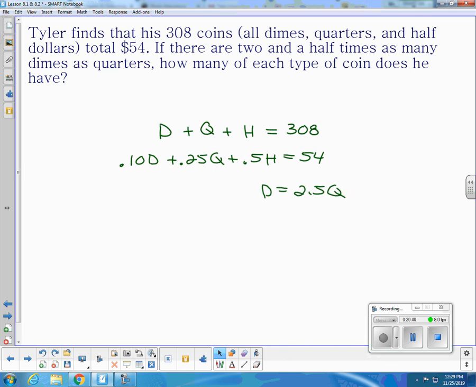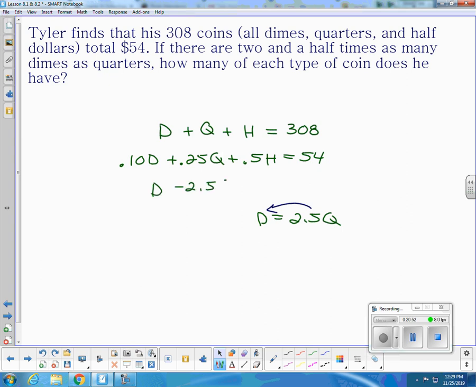Let's rewrite this last guy so that he's lined up. So I'm going to take this guy and move him over. So we're going to have D minus 2.5Q equals 0. And that's how we write the system. And that's as far as we're going to go, because I think you guys could solve it.